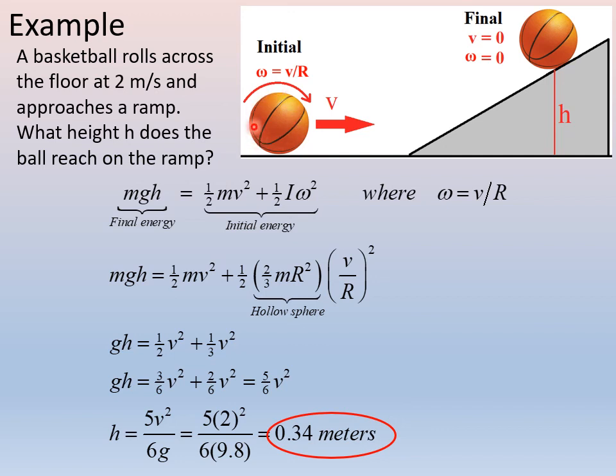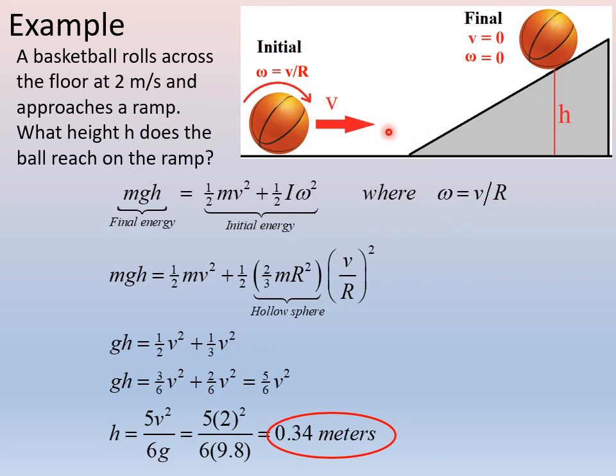So we've got the initial basketball here is rolling, so it has 1/2 mv squared. This is the translational kinetic energy because it's moving, plus the fact that it's rolling means it's rotating, so it has rotational kinetic energy, 1/2 I omega squared. And again, omega is equal to v over r.